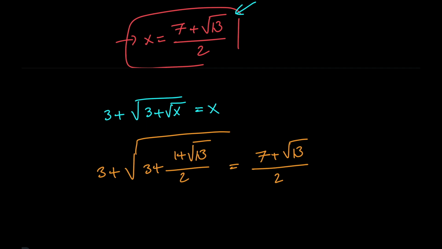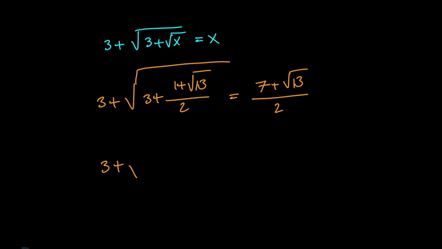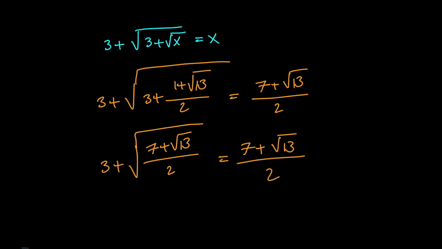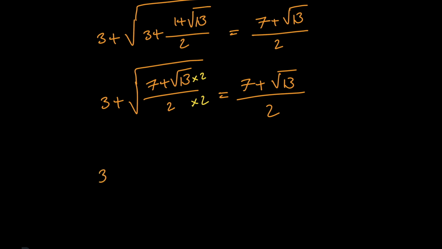Cool. Now let's go ahead and simplify the left-hand side. So we will have 3 plus the square root of 2 in the bottom and 7 plus root 13 on the top. And to simplify the left-hand side even more, let's go ahead and multiply this fraction both on the top and the bottom by 2. So we're going to have 3 plus the square root of 14 plus 2 times the square root of 13 divided by 4.